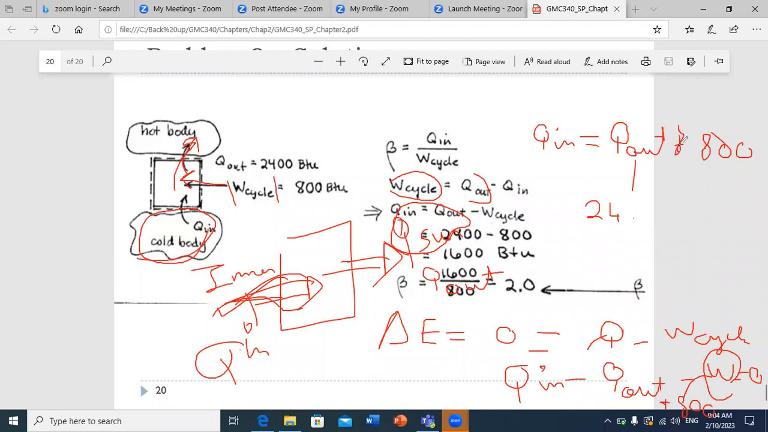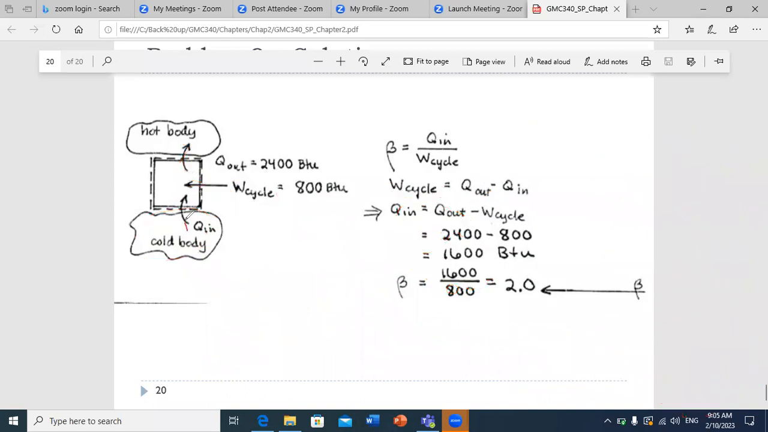So here it's, as we mentioned before, minus, because of the negative sign. If we move it to the other side, it comes out minus. So Q out minus 800: 2400 minus 800 equals 1600 BTU. Okay, so this is the value of Q_N. So you are putting in energy, electrical power, in order to force heat to go from the cold body to the hot body.